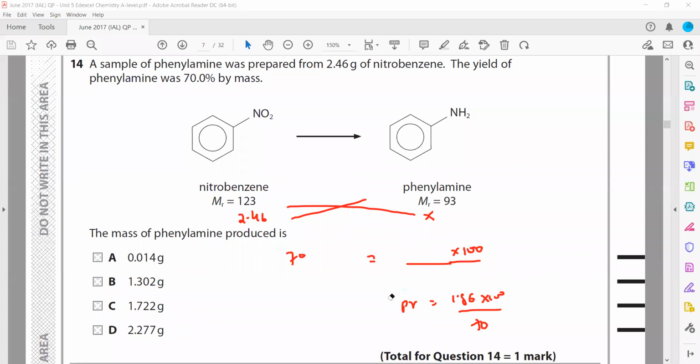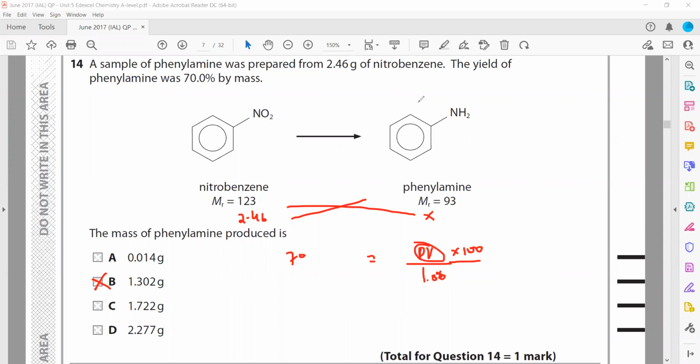Actually, percentage yield is practical value divided by theoretical value. So the practical value is unknown, and the theoretical value is 1.86. So 1.86 is divided on one side, and on the other side it will be multiplied by 70 and then divided by 100, which gives 1.302. So B will be the right answer.